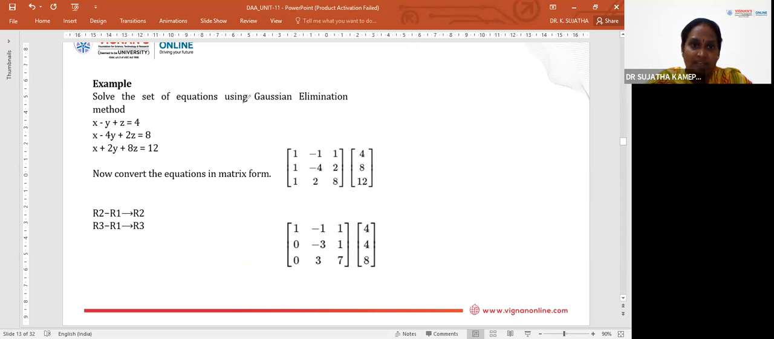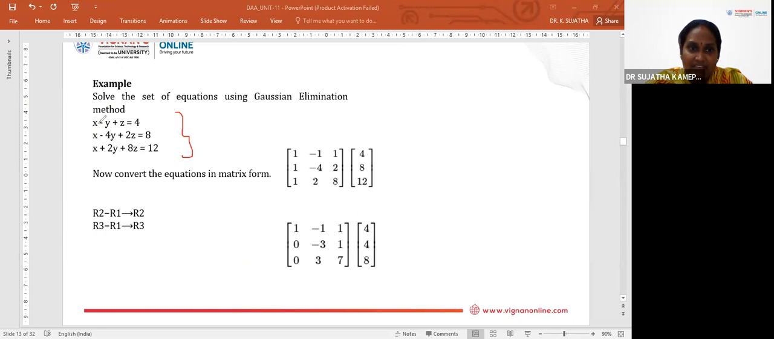Here we are given 3 equations. The first equation is x minus y plus z is equal to 4. The second equation is x minus 4y plus 2z is equal to 8. The third equation is x plus 2y plus 8z is equal to 12. Now, how to convert this into matrix form?